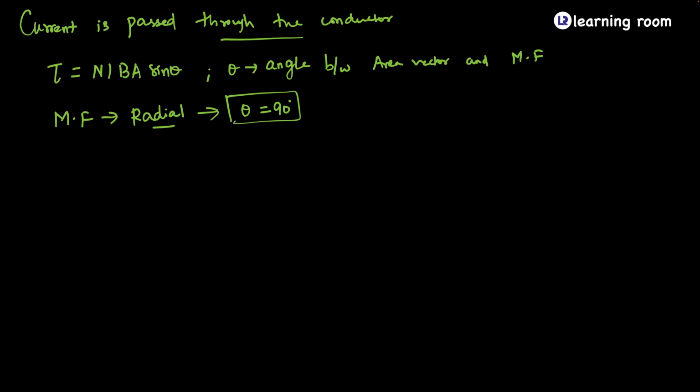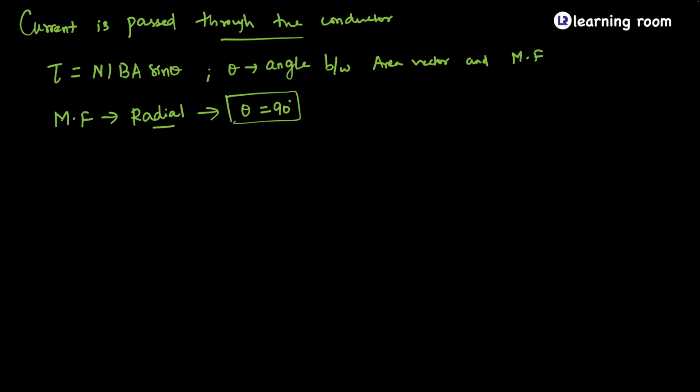That is theta. So what should be the value of theta for torque to be maximum? 90 degrees, because sin 90 is 1. That is the reason why we generate radial magnetic field. This is another important question they will ask you. So what is the reason for you to generate radial magnetic field?